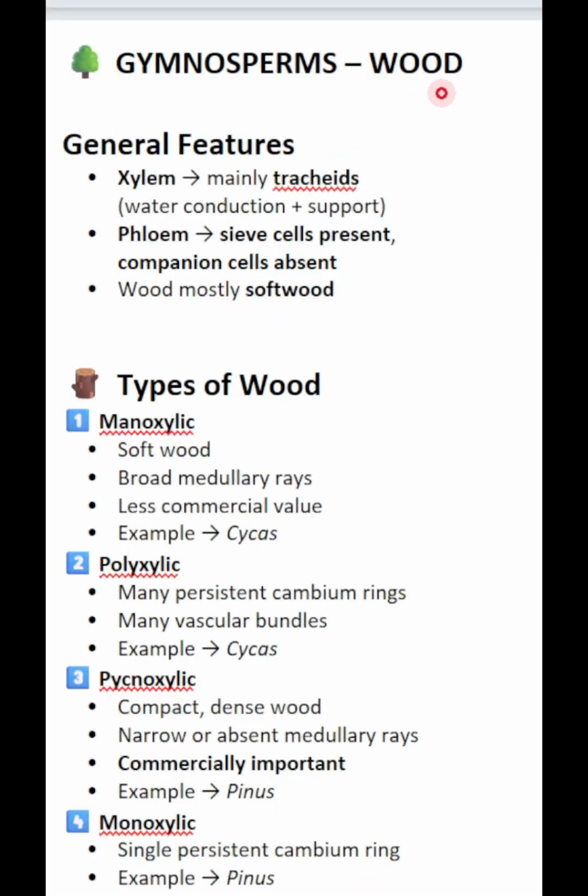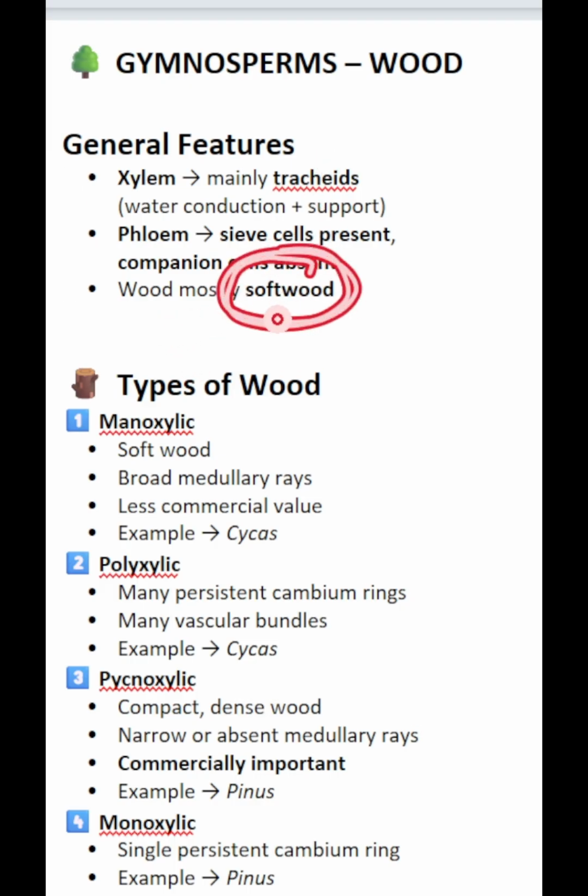We are now talking about the secondary growth, or secondary wood, of gymnosperms. Normally gymnosperms have secondary growth. In the xylem, mainly tracheids help in water conduction and support, and in the phloem, mostly sieve cells are present and companion cells are absent. So mostly the wood present is of a softwood-like structure.